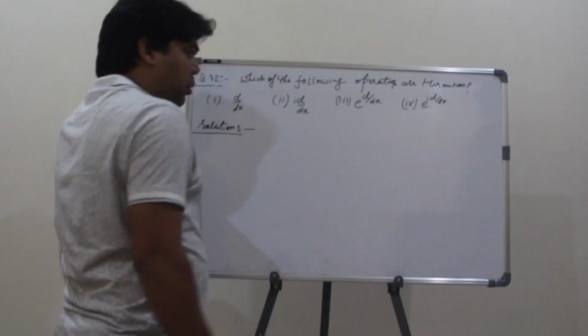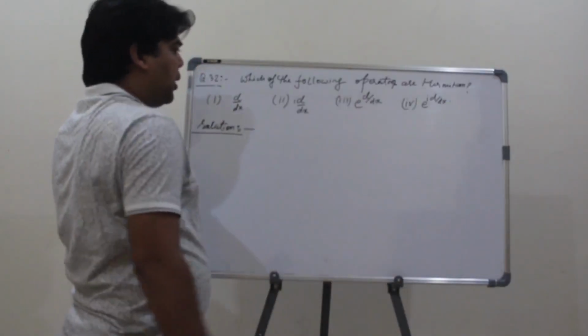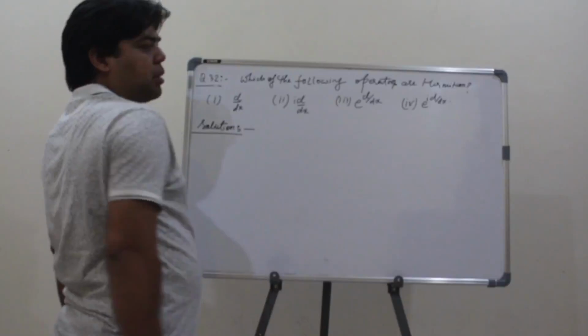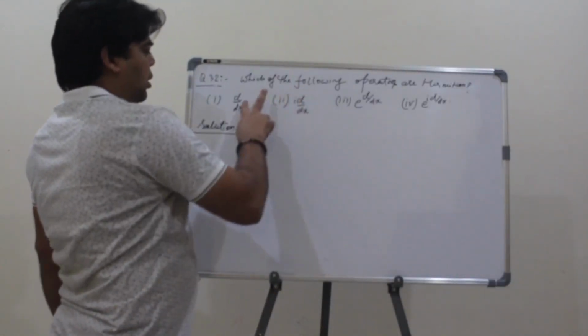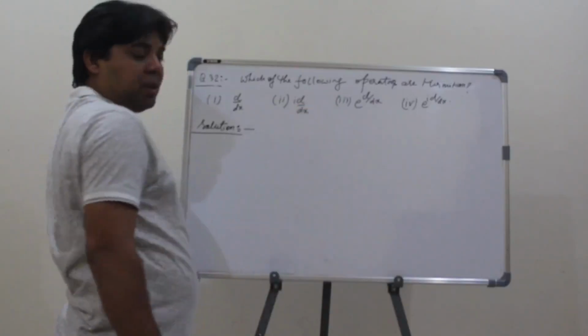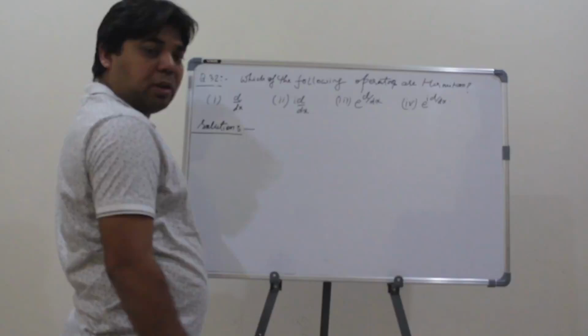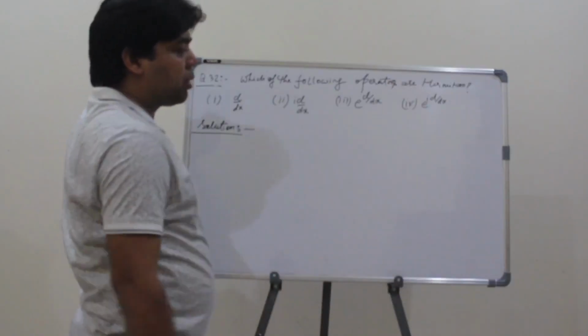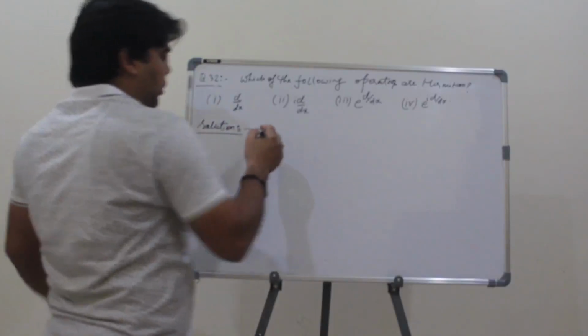So this problem number 32, which is about the operators, asks which of the following operators are Hermitian. First is d/dx, second is i d/dx, third is e to the power d/dx, and fourth is i d/dx. So let us take them one by one.